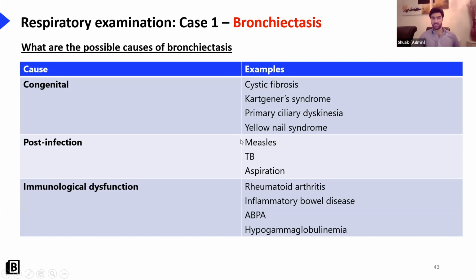Someone's asked, can pertussis also be a post-infective cause? Yeah, that's another good post-infective cause. So pertussis, also known as whooping cough, is a post-infective cause of bronchiectasis. Learn 2 or 3 in each category and you'll be absolutely fine.